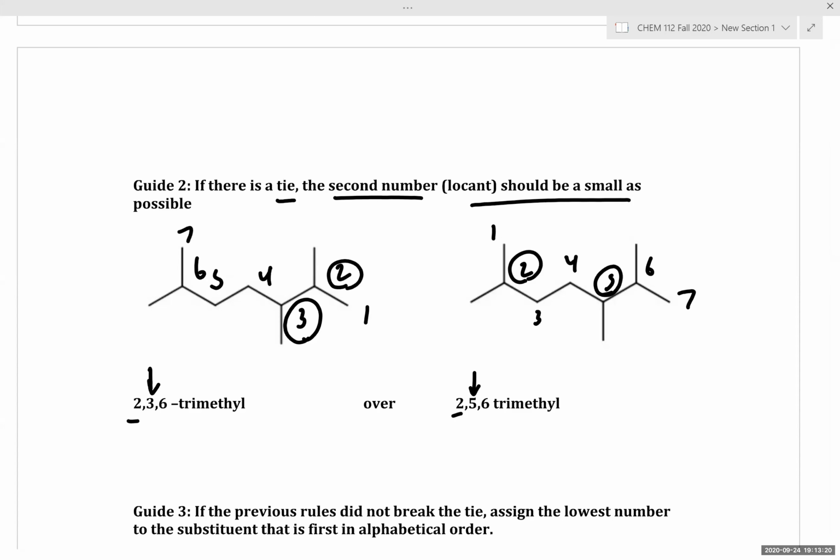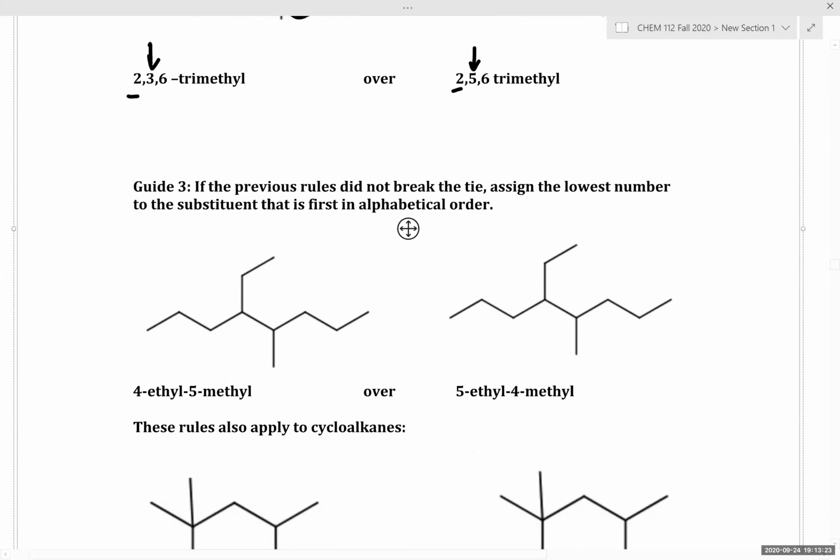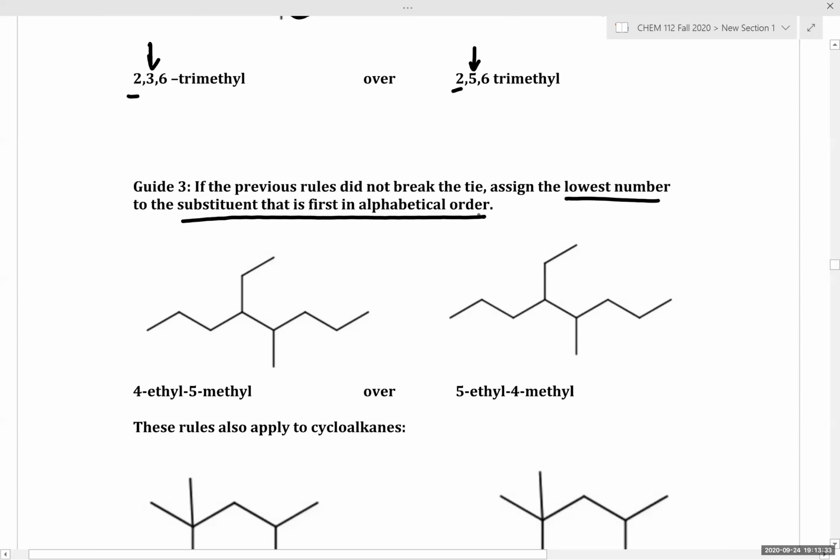Continuing on, if there is a tie in our locant numbers, and if the previous rules didn't break the tie, you assign the lowest number to the substituent that is first in alphabetical order. So for example, 4-ethyl-5-methyl is preferred over 5-ethyl-4-methyl because ethyl is first alphabetically. Does this make sense? So as a last tiebreaker, you use alphabetical order.